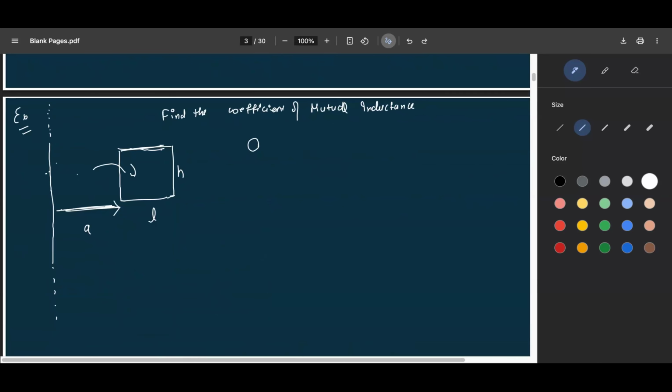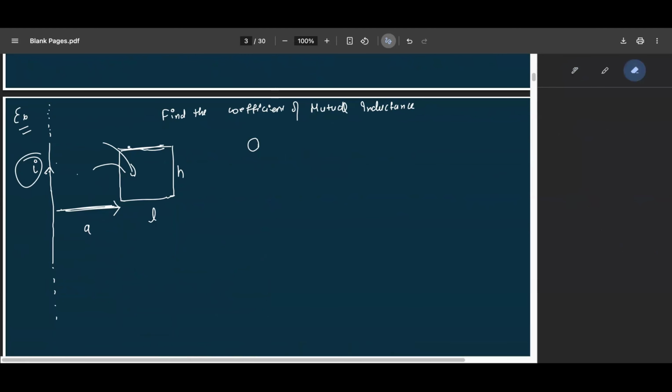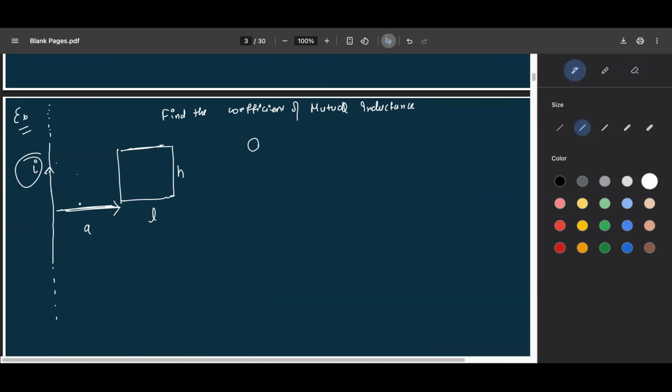So for this case, if I ask you, can I calculate the flux due to this current? Assume there is a current I flowing. If I ask you, what is the flux passing through this loop? We already solved this problem. What is the flux passing through this loop?